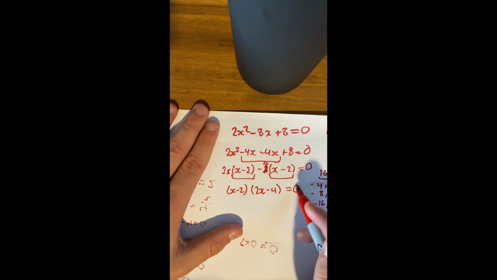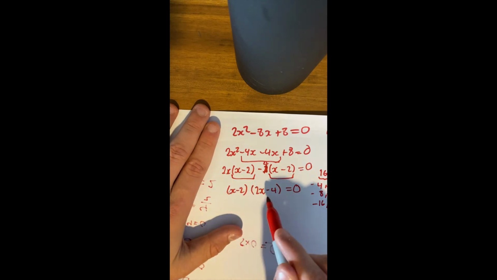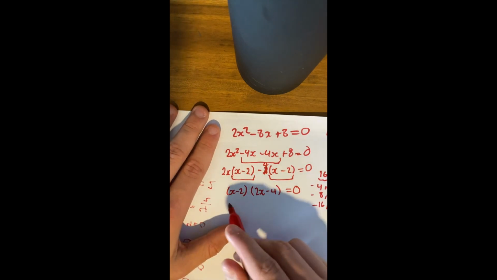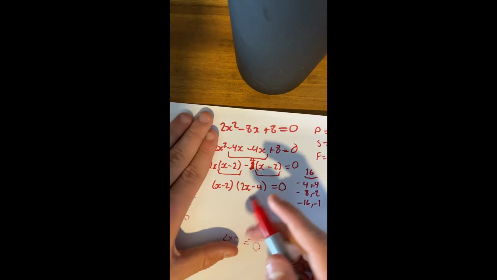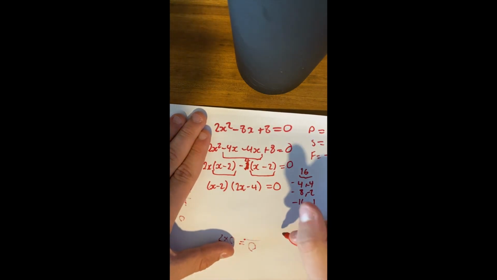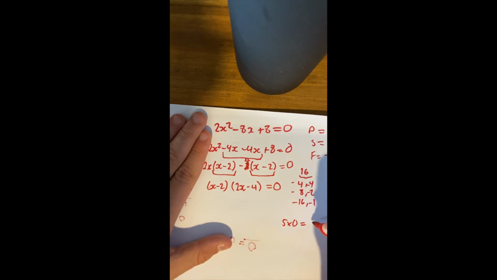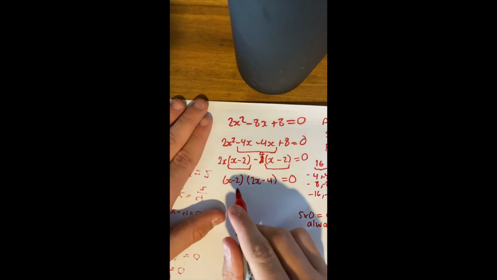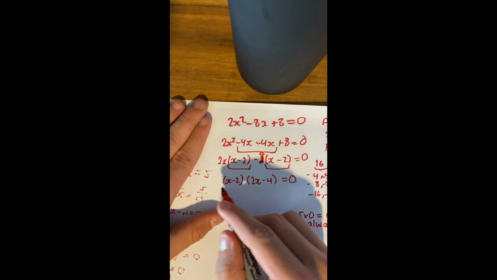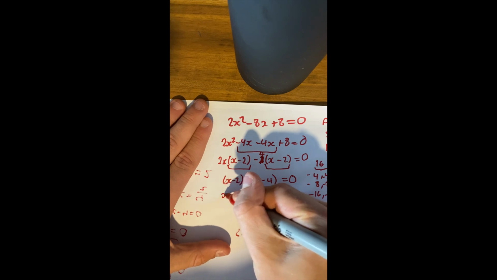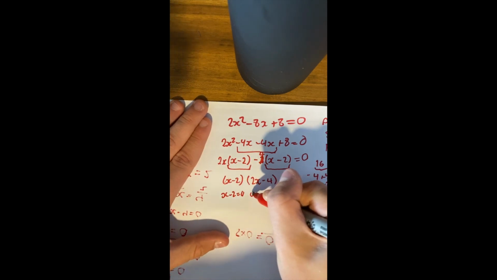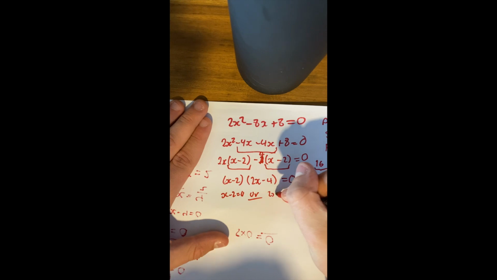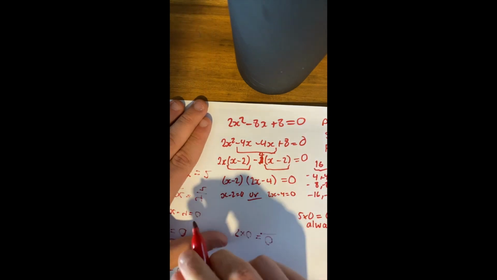And then, since this is equal to 0, one of these terms, or both, will have to equal 0. For example, we know that any number, let's say 5 times 0, will always equal 0. Always is the case. So we consider these two parts independently when they both equal 0. So x minus 2 equals 0, or 2x minus 4 equals 0.